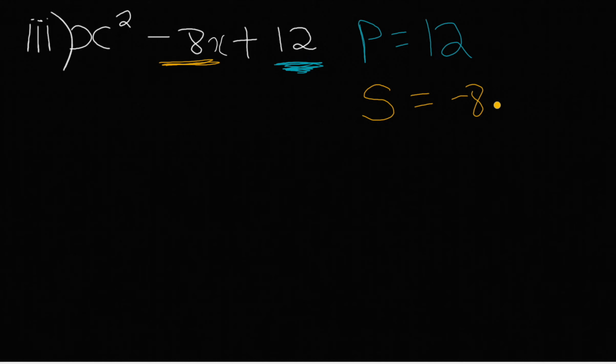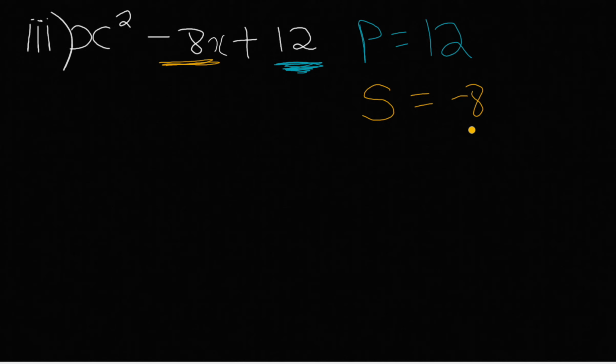Let's go through the factors of 12. You have 1 and 12, right? If you add 1 and 12 together, they will not give you negative 8. You have 2 and 6. If you multiply 2 times 6, it will give you positive 12. But 2 plus 6 will give you a positive 8. We don't want positive 8, we want negative 8, right?